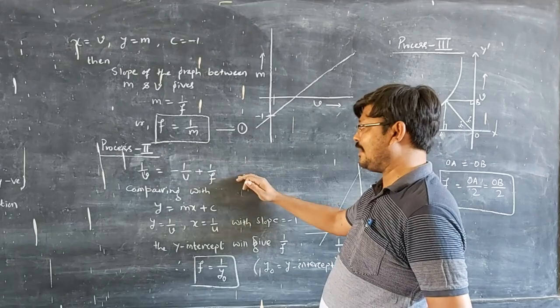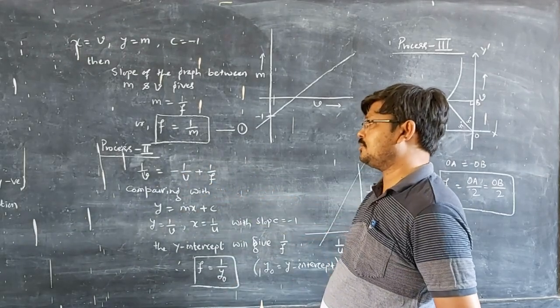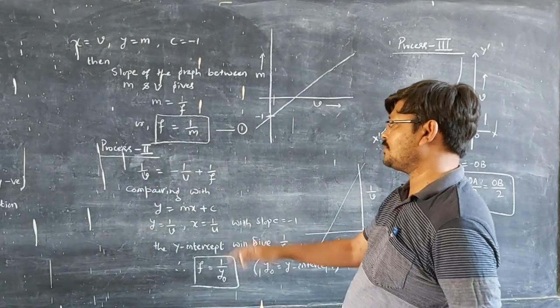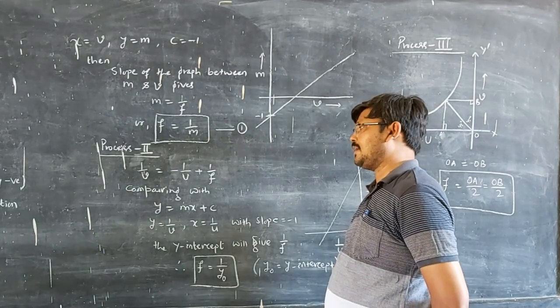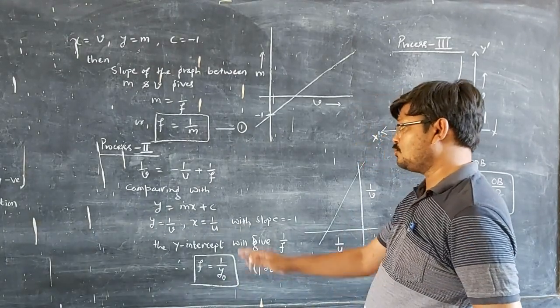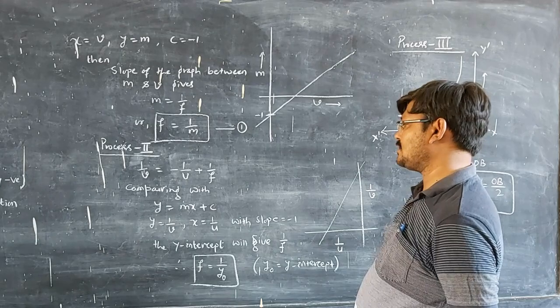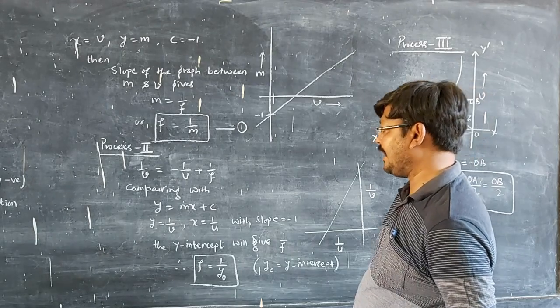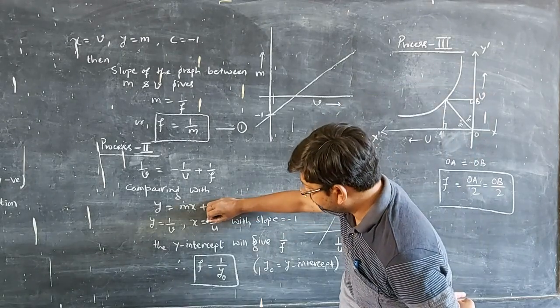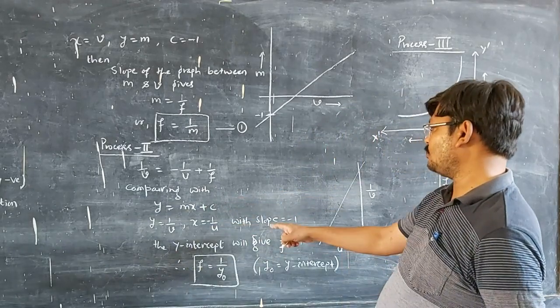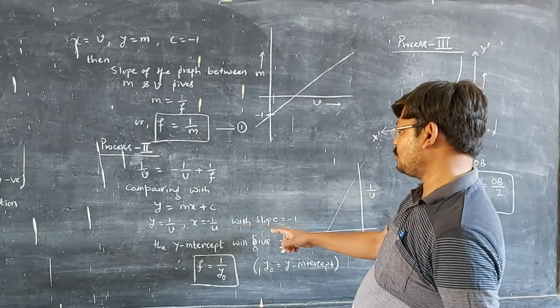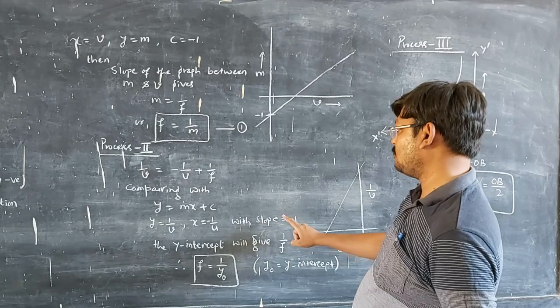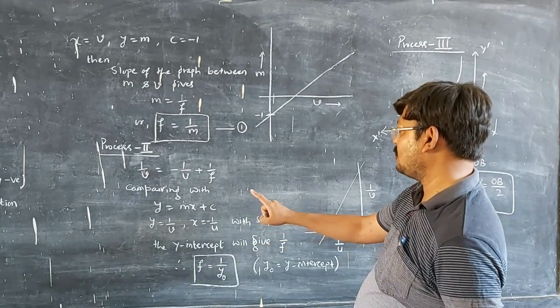Second method is, if we change the subject of the formula to 1 by v, the equation we are getting is 1 by v equals to 1 by f minus 1 by u, that is 1 by f plus 1 by u. So if we take y as 1 by v and x as minus 1 by u, which slope is equal to plus 1.